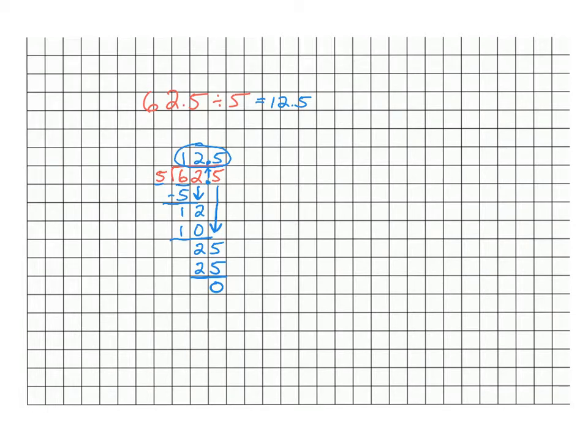Notice that I got a remainder of 0. Whenever dividing decimals, I'm always going to have a remainder of 0. And we'll talk about that as we go. Let's do another problem similar to that.